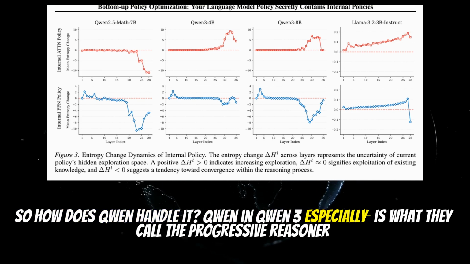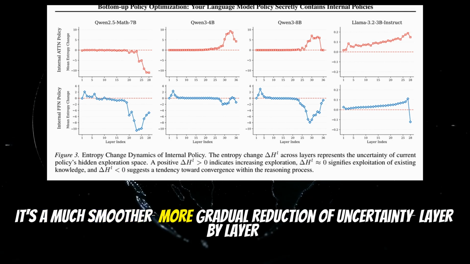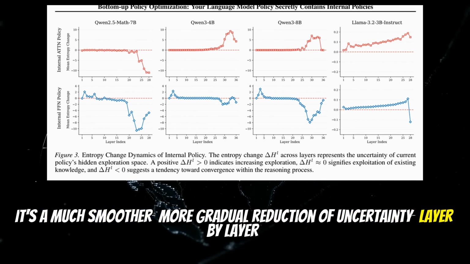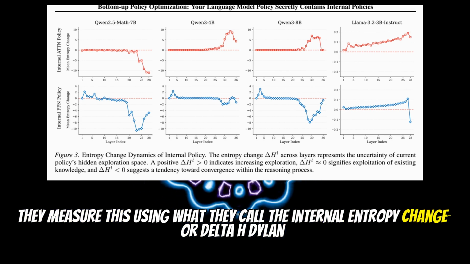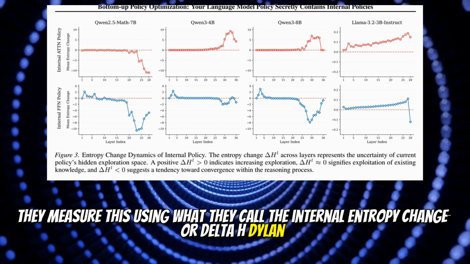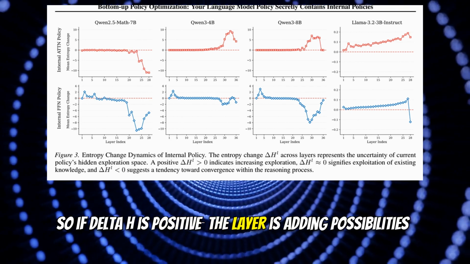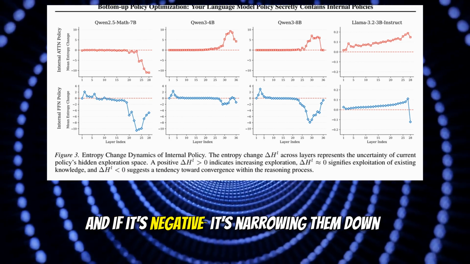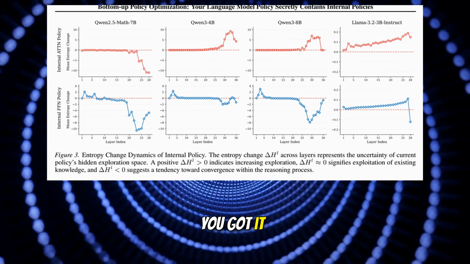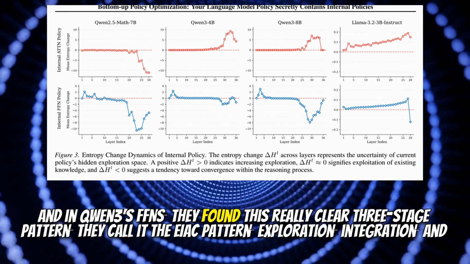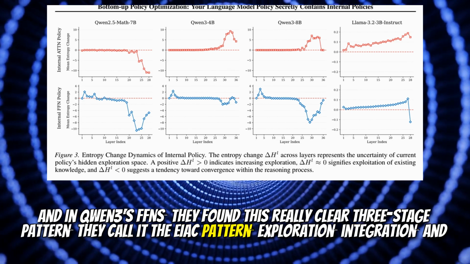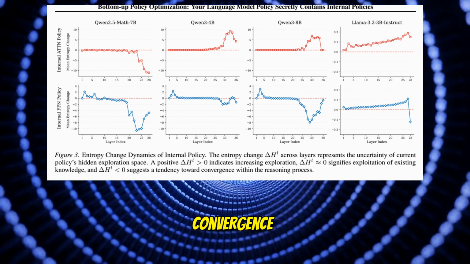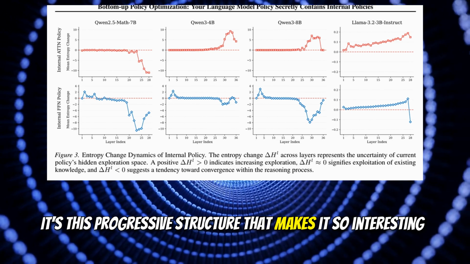Qwen, and Qwen 3 especially, is what they call the progressive reasoner. It's a much smoother, more gradual reduction of uncertainty layer by layer. They measure this using what they call the internal entropy change, or delta H. So if delta H is positive, the layer is adding possibilities, and if it's negative, it's narrowing them down. You got it. And in Qwen 3's FFNs, they found this really clear three-stage pattern. They call it the EIAC pattern: exploration, integration, and convergence. It's this progressive structure that makes it so interesting.